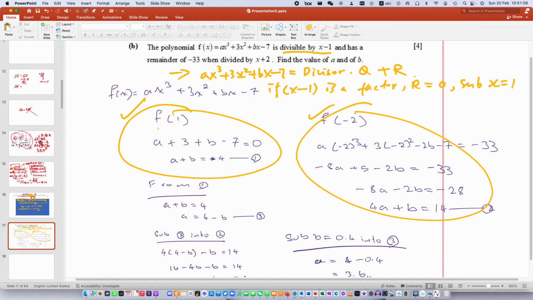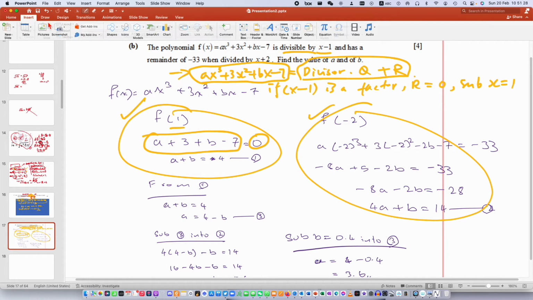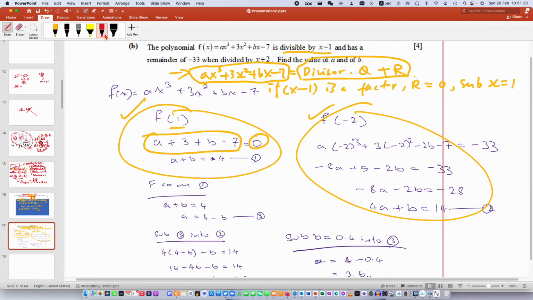You see? In fact, you sub in the 1, right? You sub in the 1 to the left-hand side. This is your left-hand side. And then you sub in the 1 into your right-hand side, right? This is your right-hand side. Wait, why do I teach you this one first? Dividend is equal to divisor times quotient plus remainder.